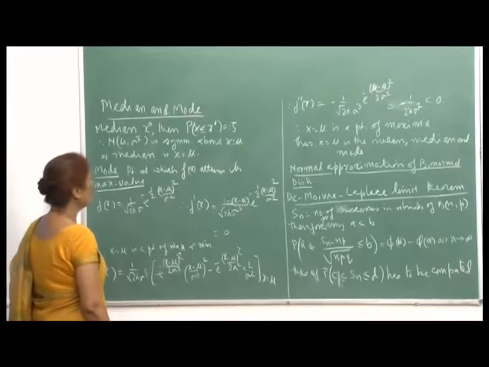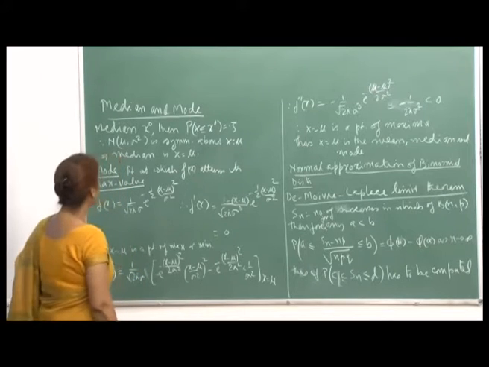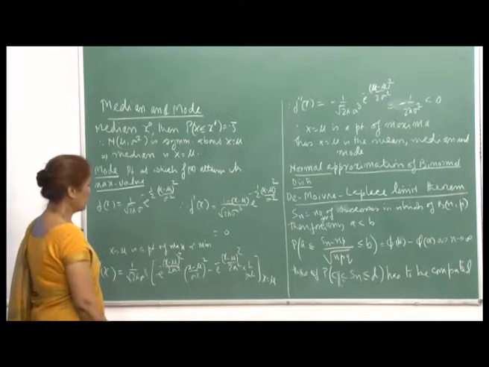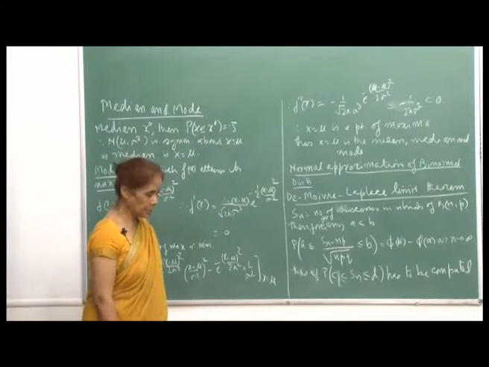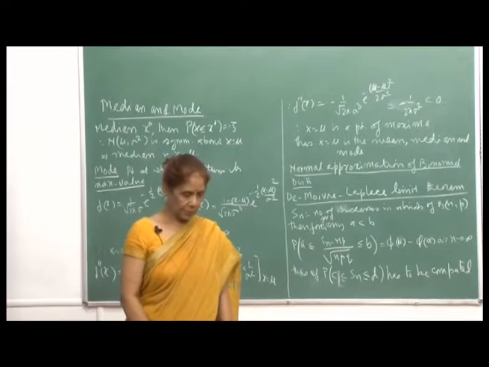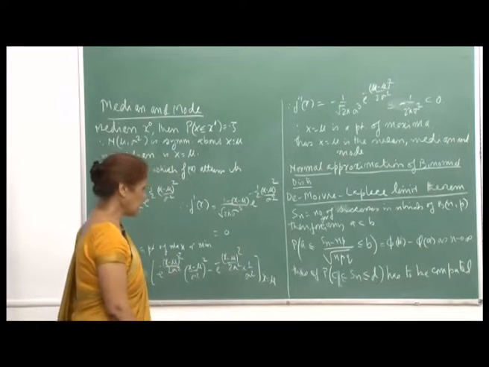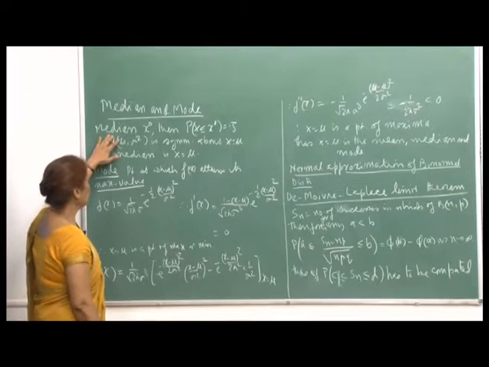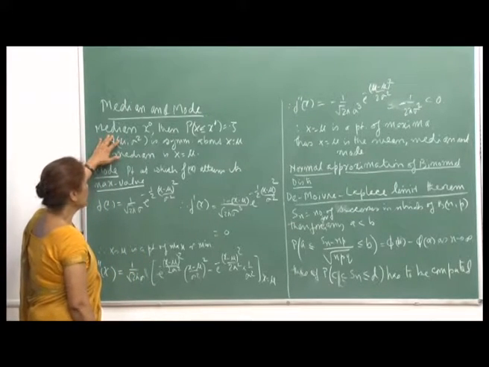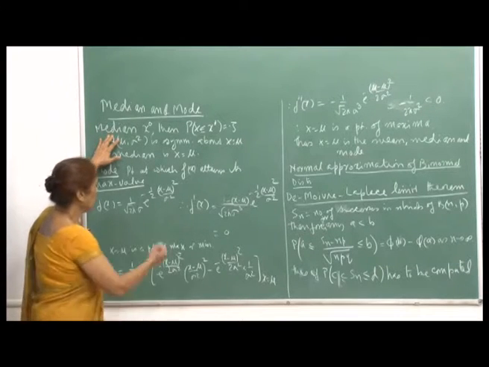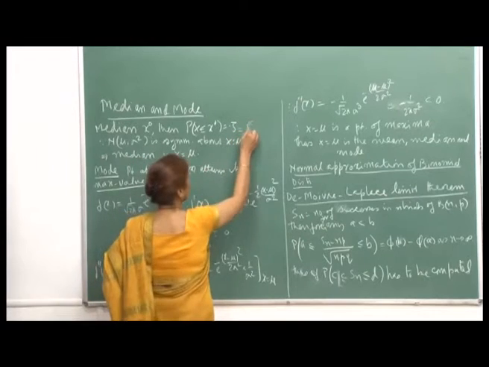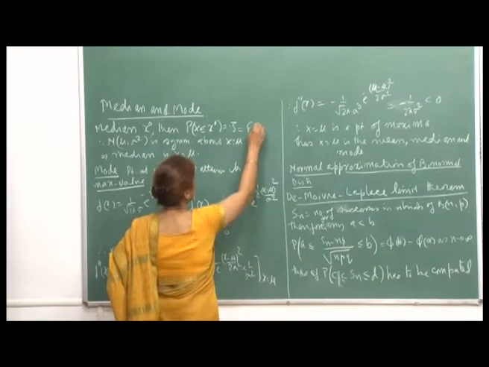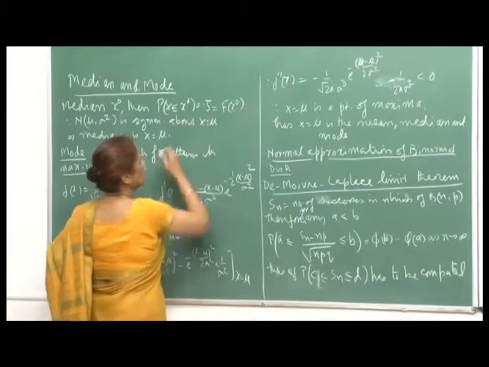Now, the median and mode of a normal distribution. Again, when you look at all these properties of this distribution, you realize that it is a very interesting one. What we mean by the median of a distribution is the number for which your cumulative distribution function has the value 0.5.